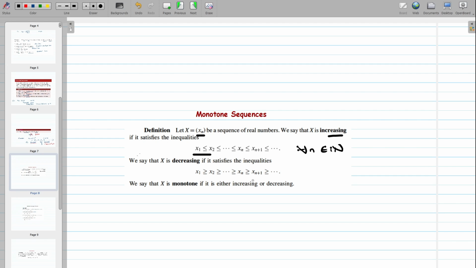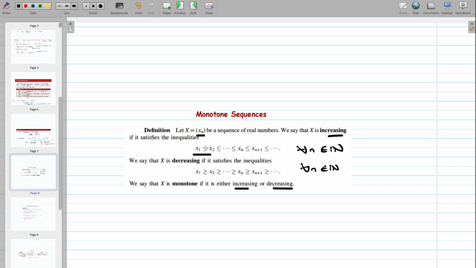If you look at all the terms of our sequence, we see that the previous term is always bigger than the next term. Now, if this is true for all values of n in the set of natural numbers, then our sequence is going to be decreasing. Now, a sequence is going to be monotone if it is either increasing or decreasing.